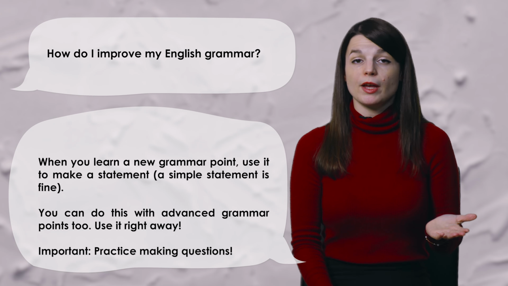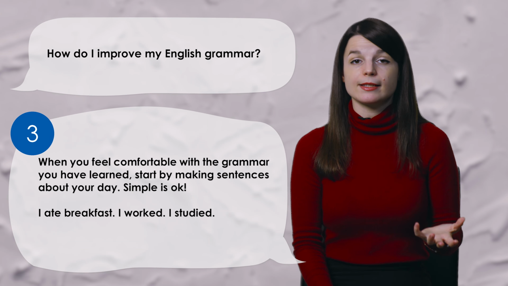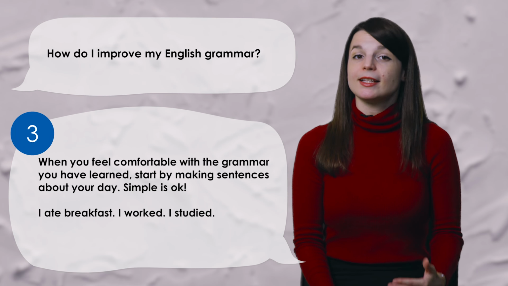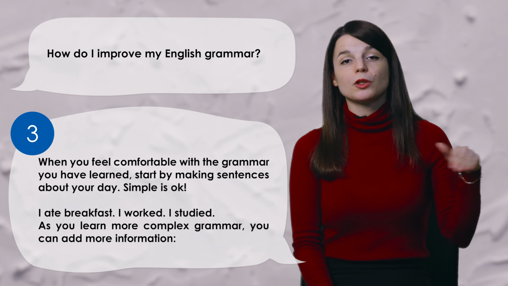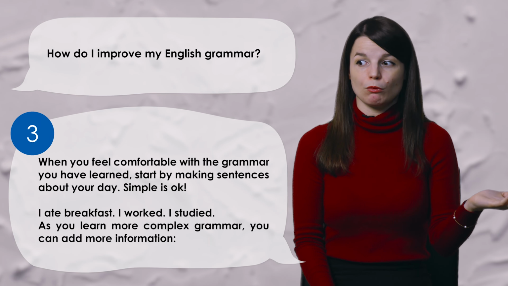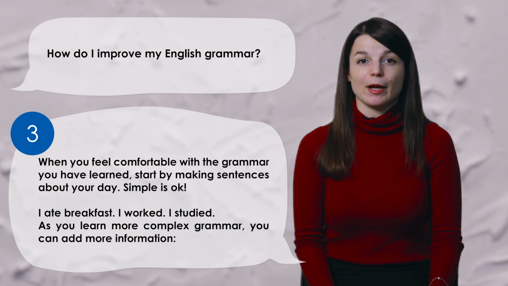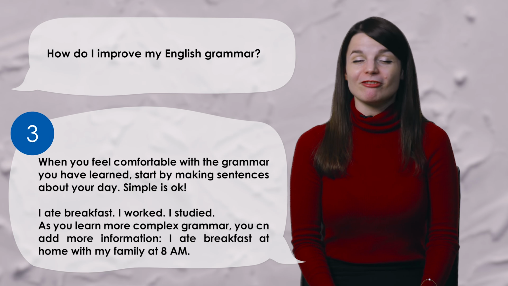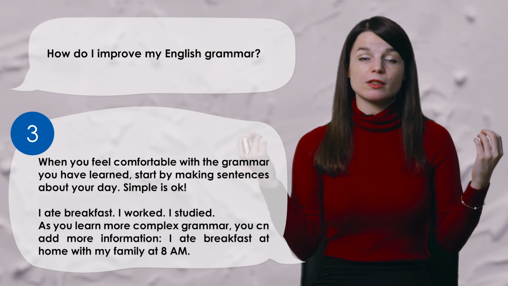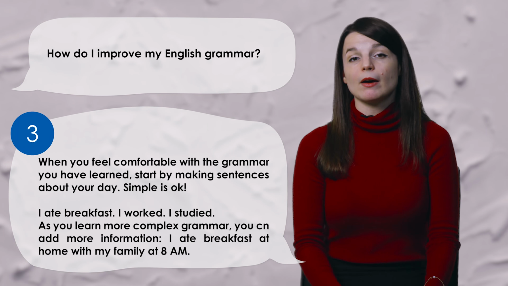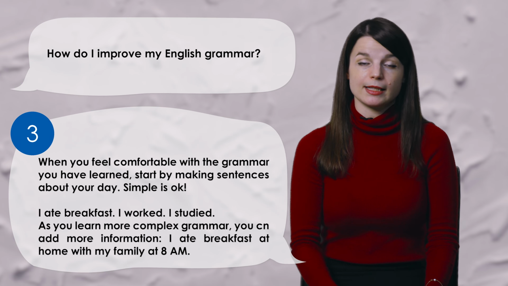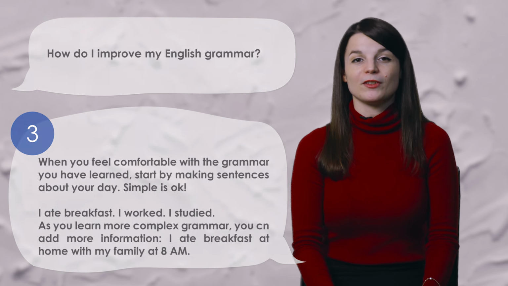When you feel comfortable then, you can start making simple sentences about your day. For example, I ate breakfast, I worked, I studied. Then, as you learn more complex grammar, you can add more information, like where, with whom, what time, for example. I ate breakfast at home with my family at 8 a.m. So it's just one sentence, but that one sentence includes a lot of information. So think about how to do this as you study grammar and as you see more and more example sentences that use more and more complex ways of speaking.